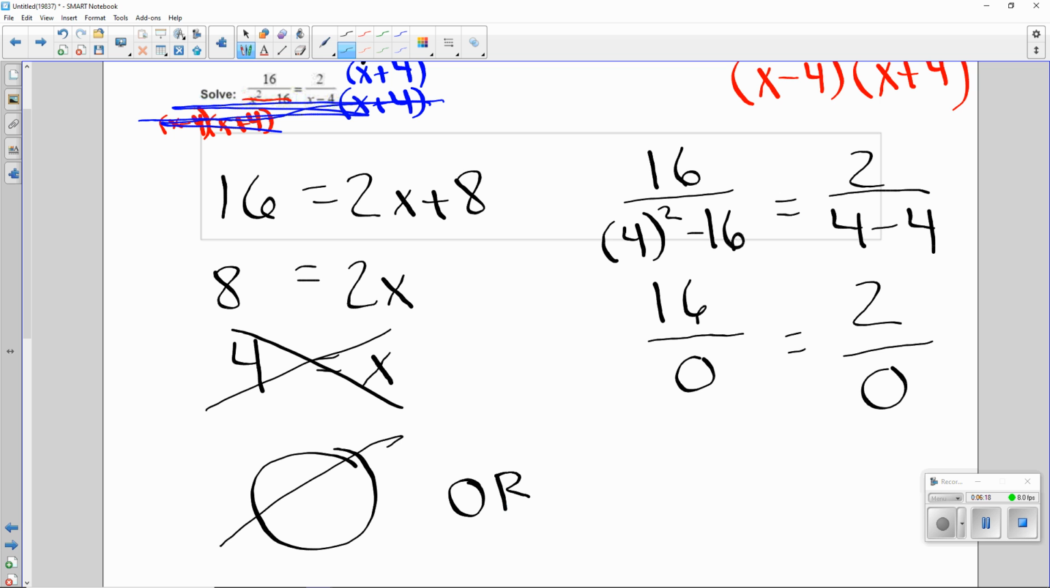So 0 with a slash through it means no solution, or sometimes you'll see an empty curly brace, meaning the empty set. But no answer to this problem.